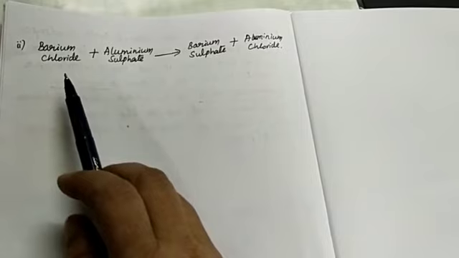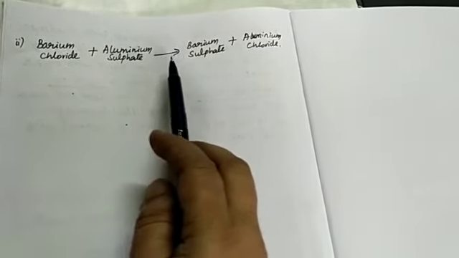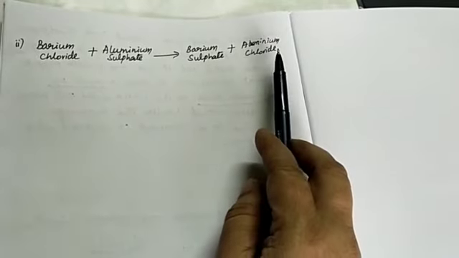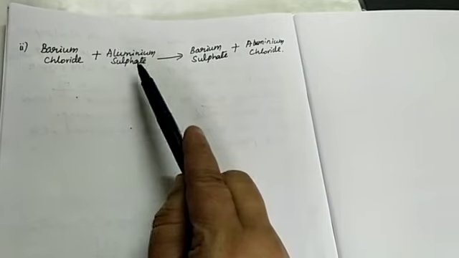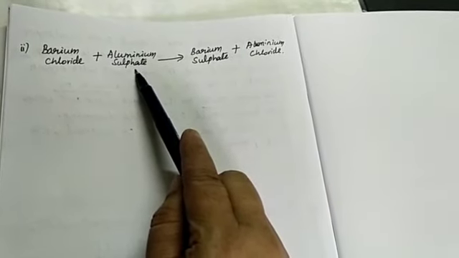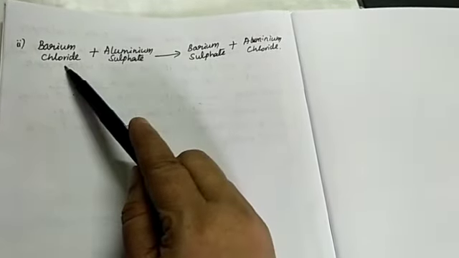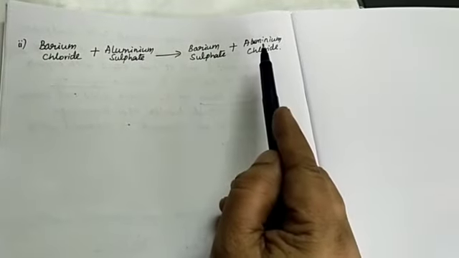Let us solve the next equation. Barium chloride plus aluminum sulfate gives barium sulfate plus aluminum chloride. You can see here barium exchanged its partner with the sulfate, and aluminum exchanged with the chloride. So the products formed in this manner.